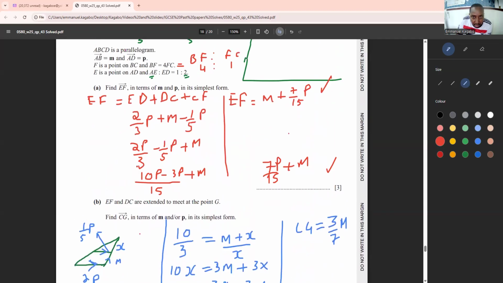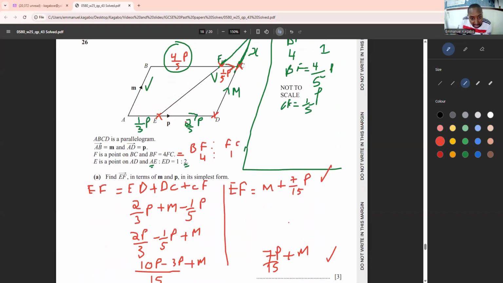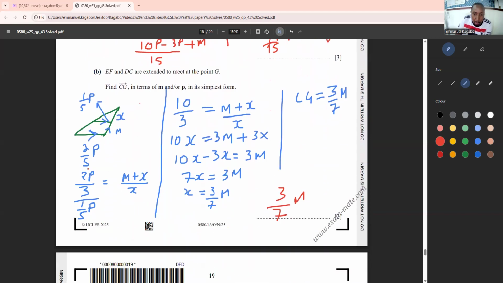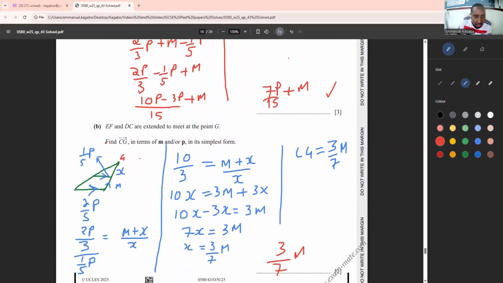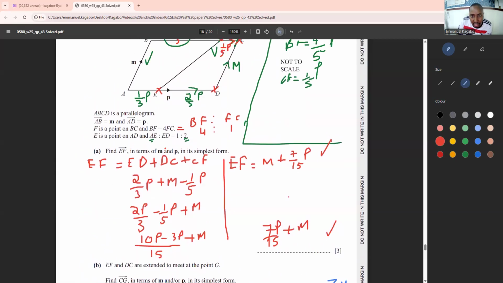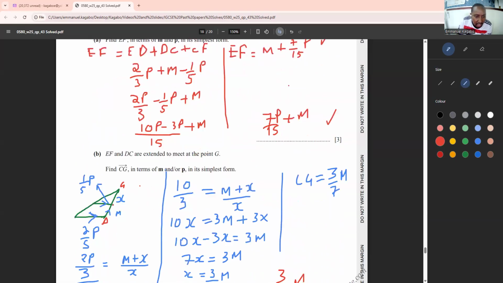Now, this is 2 over 3P. This is M. This one, I don't know, it's X. But this one is 1 over 5P. And if I use similarity of proportions, I'm going to work it out. Remember, this is 2 over 3P, this is M, and this is 1 over 5P. And the question, this is G here, guys. They're asking me to find CG. Okay, this was C here.